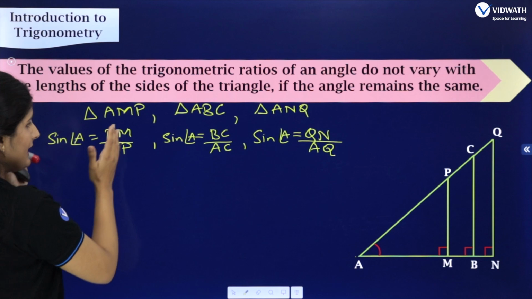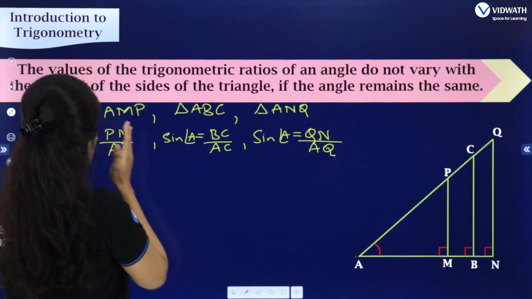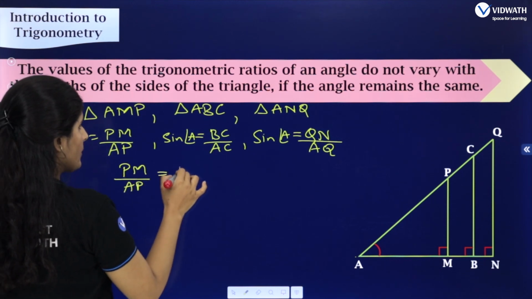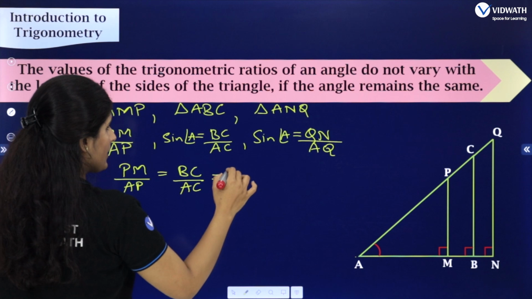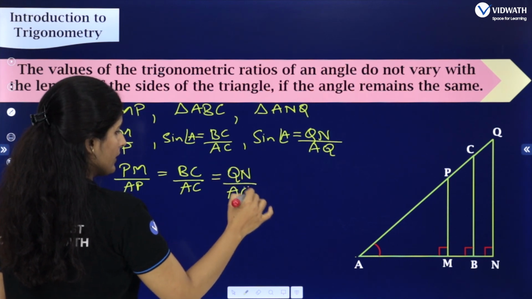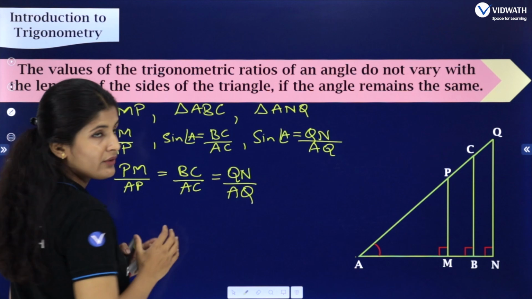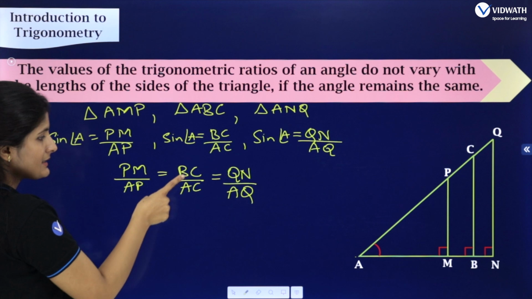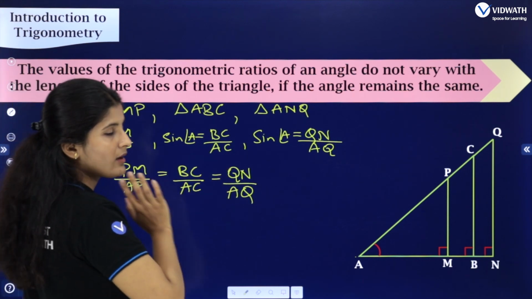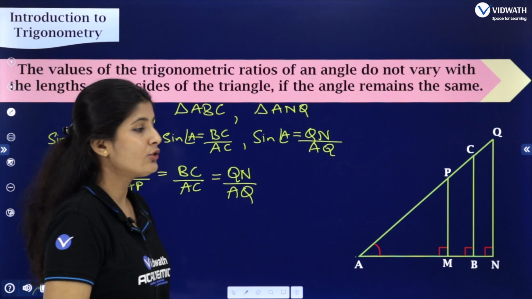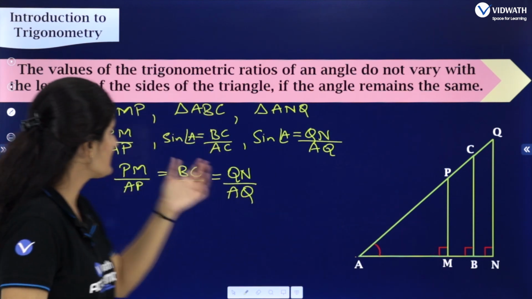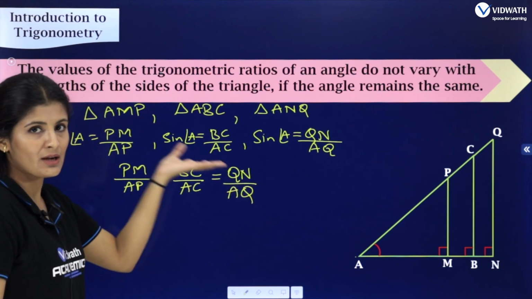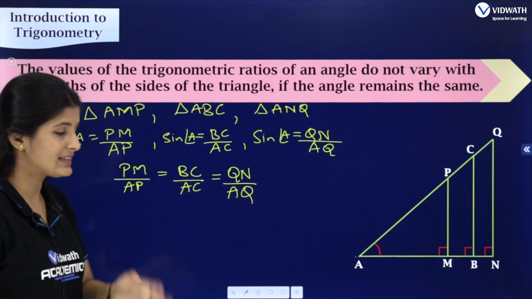Now we see that LHS of all these 3 equations is the same, that is sine A is the same. So I can write PM by AP is equal to BC by AC, which is equal to QN by AQ. Clearly, these three ratios are equal to each other, even though the lengths PM, AP, BC, AC, QN, AQ are all different from each other. Even though the lengths vary, since the angle A has the same value, we see that the trigonometric ratio, that is sine of angle A, is the same.